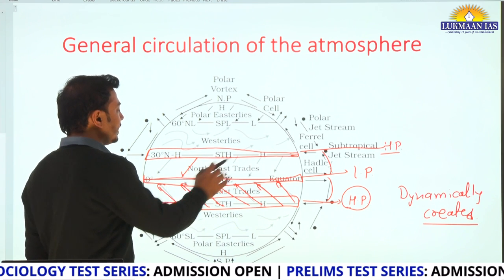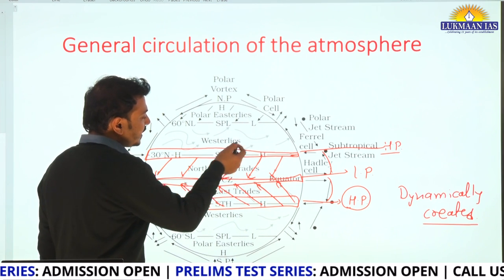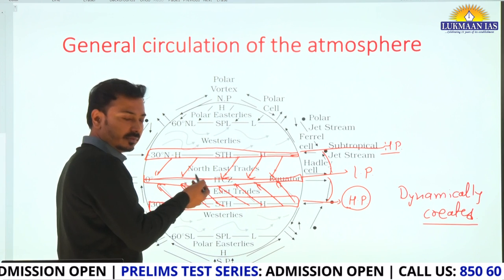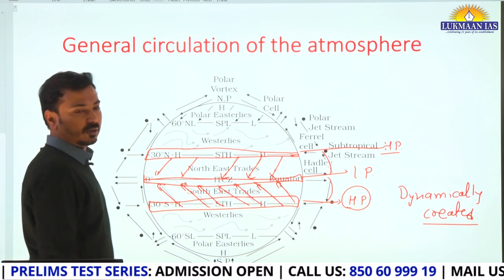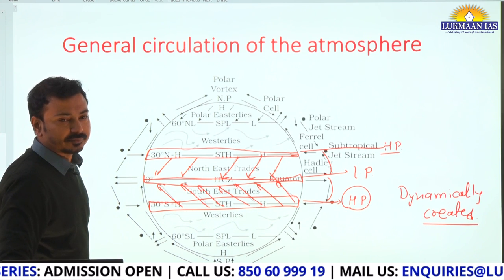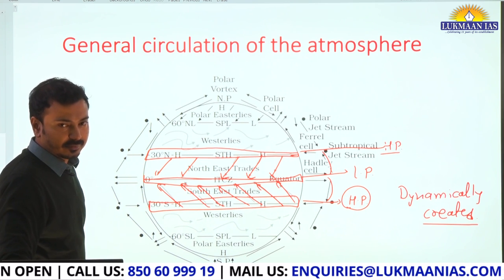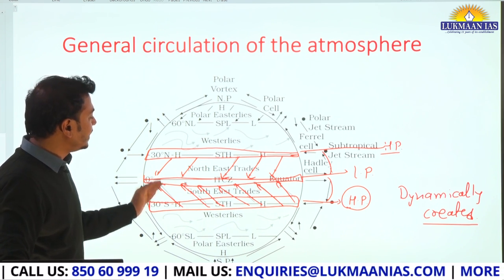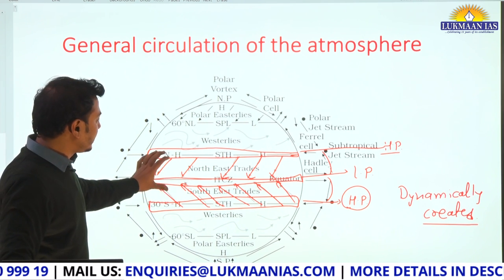Here also it is moving like this, from high pressure to low pressure. In the northern hemisphere it is turning to its right, in the southern hemisphere it is turning to the left. They are also called trade winds or easterlies. Theek hai? तो ये याद रखना है नाम.